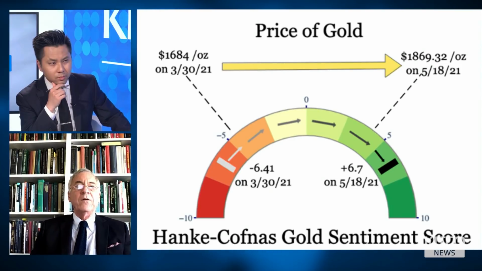And the gold price on the 18th was up to 1869.32. So this is a leading indicator. We have three things that we look at in a market in the price discovery process. What are the fundamentals? Well, the fundamentals for gold, in my opinion, you know, I've been on this program 1,000 times talking about how bullish I am on gold.